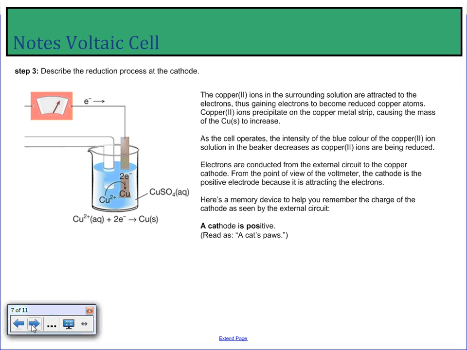Electrons are conducted from the external circuit to the copper cathode. From the point of view of the voltmeter, the cathode is a positive electrode because it is attracting the electrons. A memory device to remember this is: cathode is positive, or red as a cat's paws. Okay?